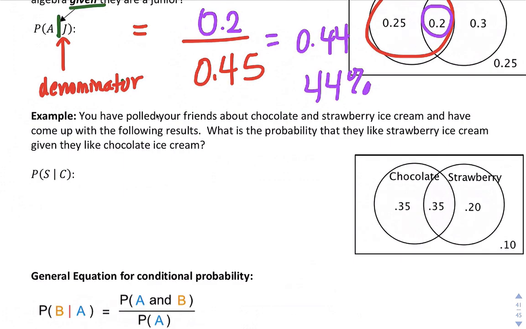Next example, you have polled your friends about chocolate and strawberry ice cream and have come up with the following results. What's the probability that they like strawberry ice cream given they like chocolate ice cream? So again, here's that given right here. All right, so look at your new denominator. We're just looking at the kids that like chocolate ice cream.